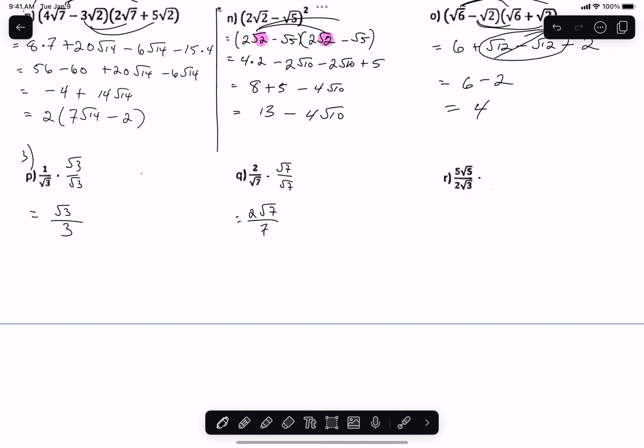R, I'm going to multiply by root 3 over root 3 in order to deal with the root 3 in the denominator, okay? And what we're going to see is we're going to get 5 root 15 over 2 times 3, which then could be simplified to be 5 root 15 over 6. Okay, so that is getting rid of radicals in the denominator. From a formality perspective, we just don't like it. Okay, so I'll see you in the next video.